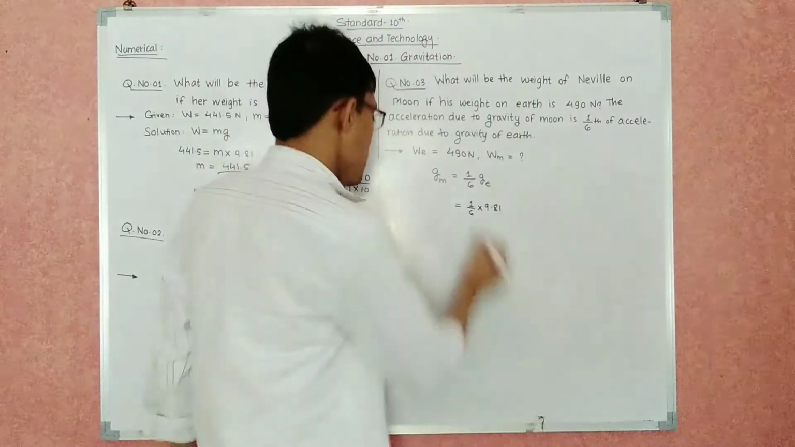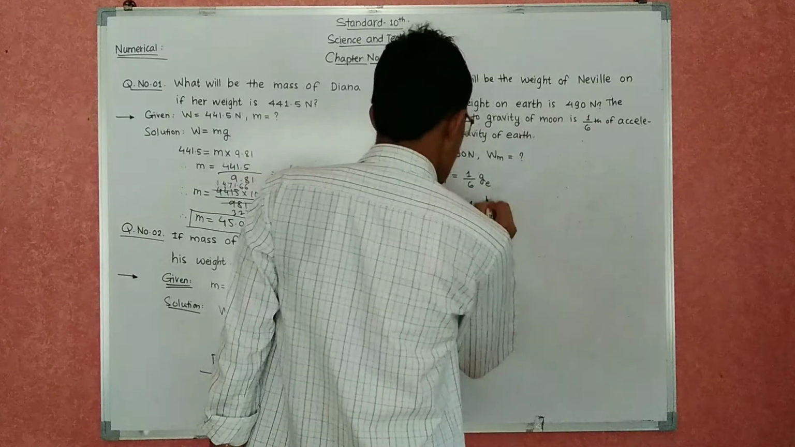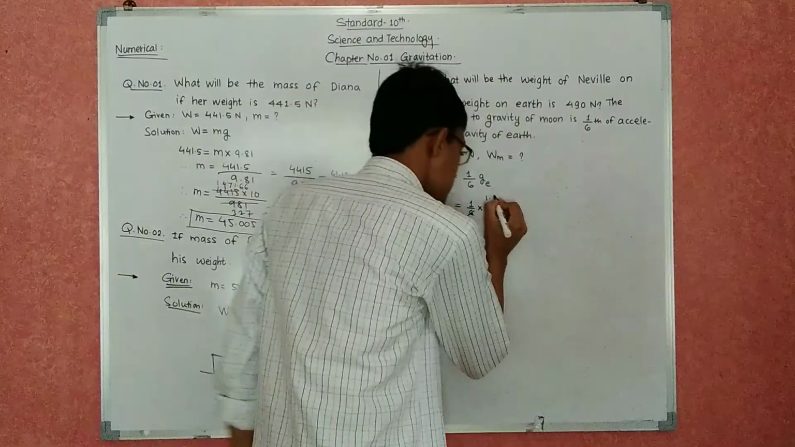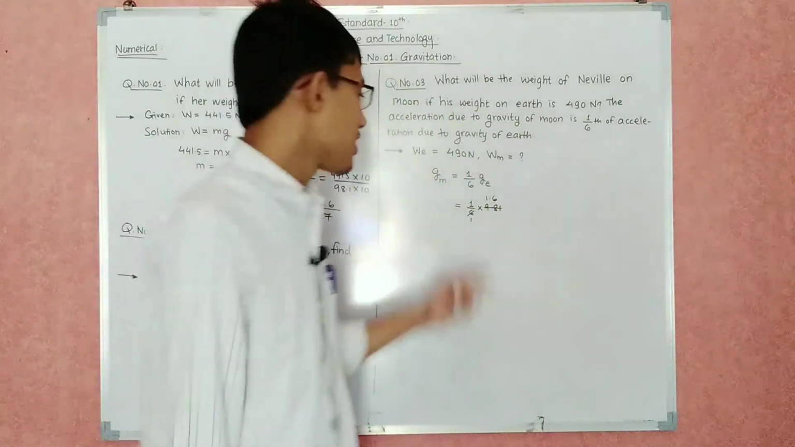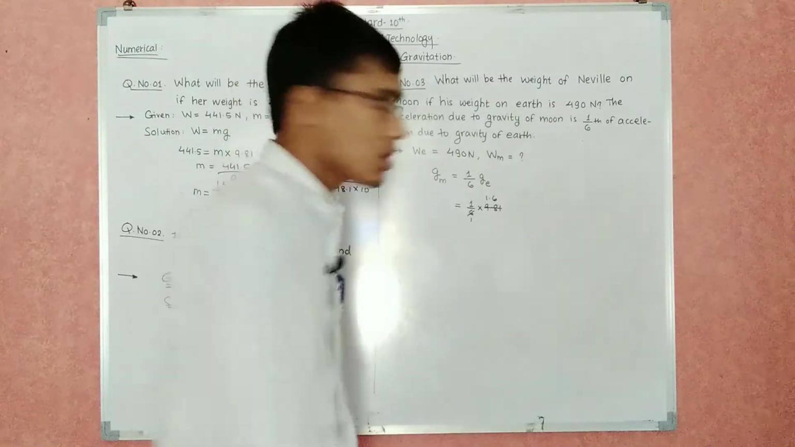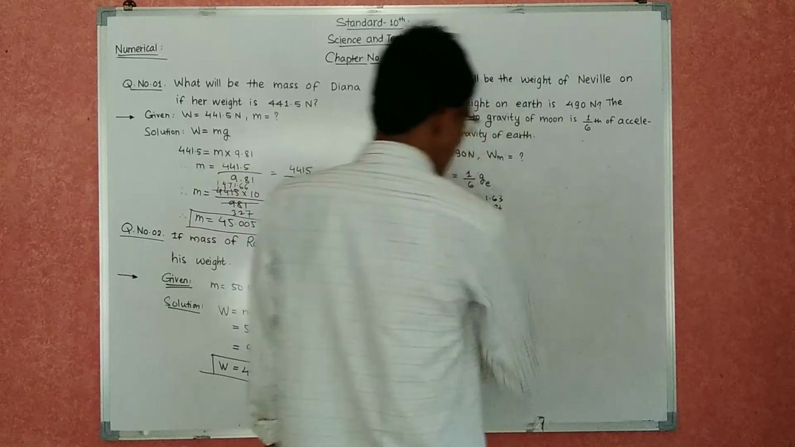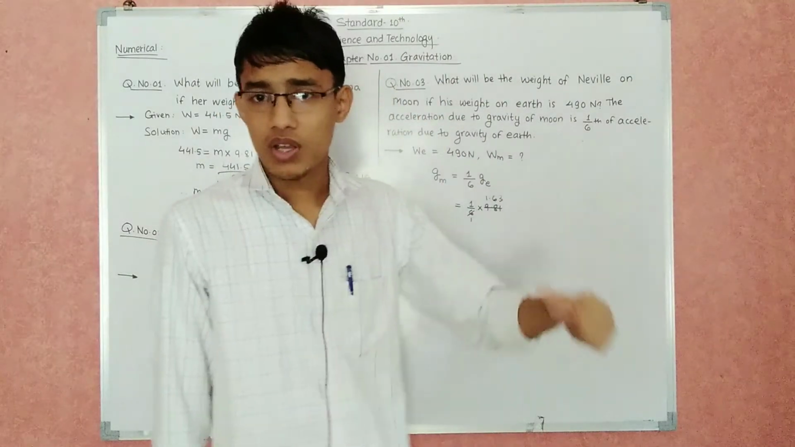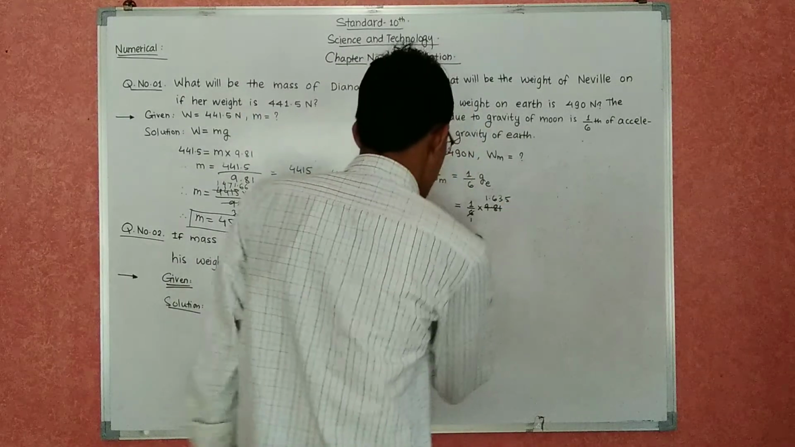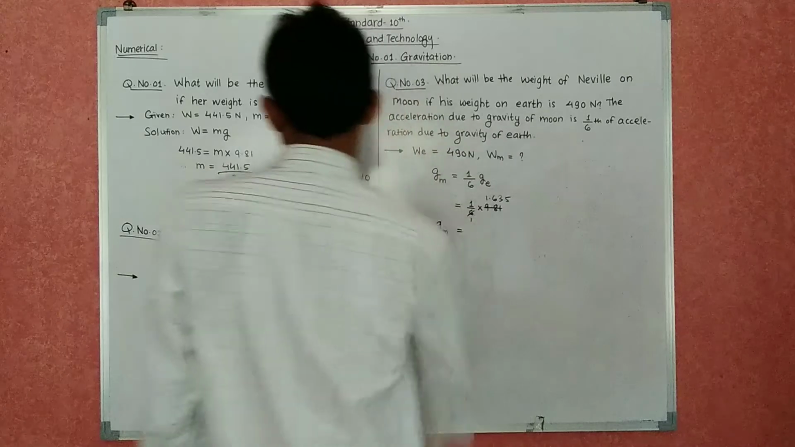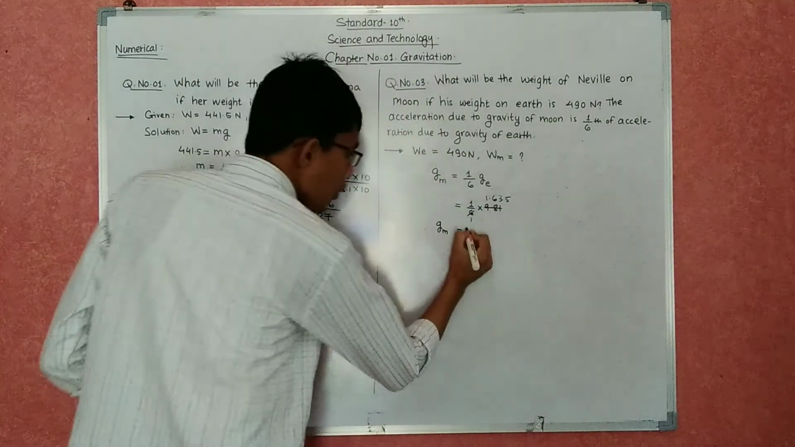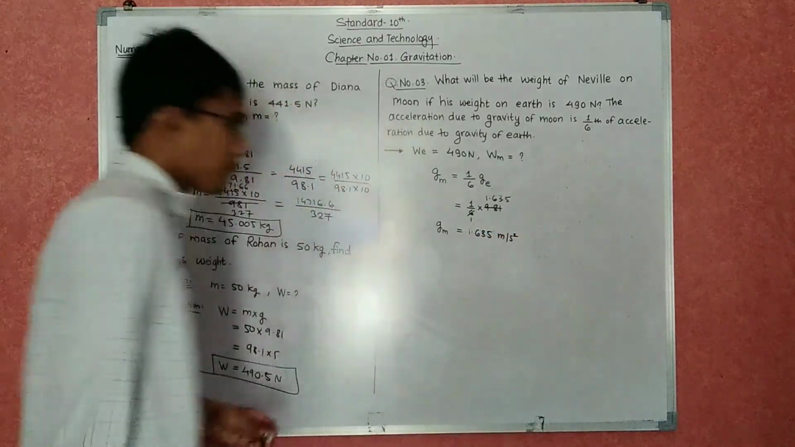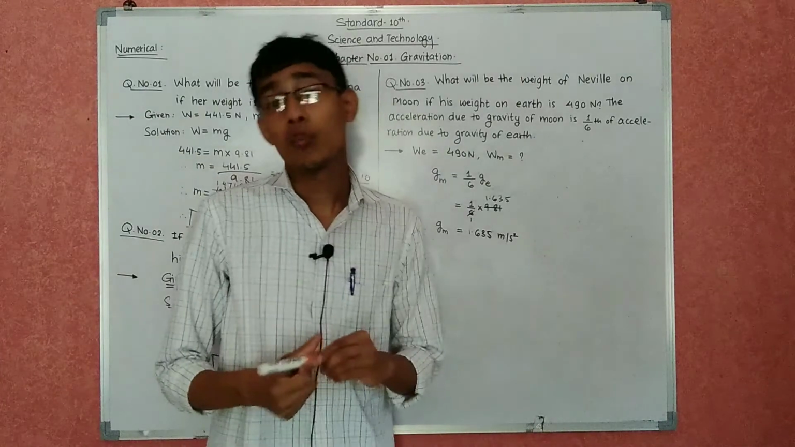6. So 6 ones are 6, 6 ones are 6, 9.38. So 6 6s are 36. Then 2 left, 2 1s are 21. So 6 3s are 18. Okay. And again 3 left, 30, and 6 5s are 30. So we get the acceleration due to gravity of Moon equal to 1.635 meter per second square. Okay, this is the acceleration due to gravity of Moon.